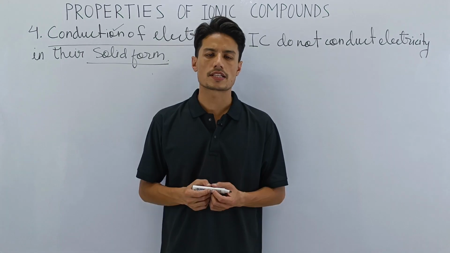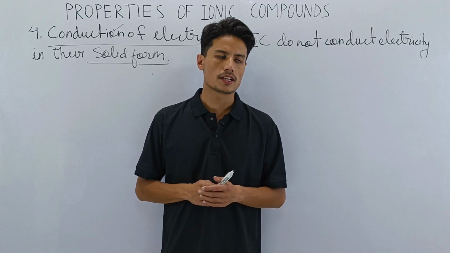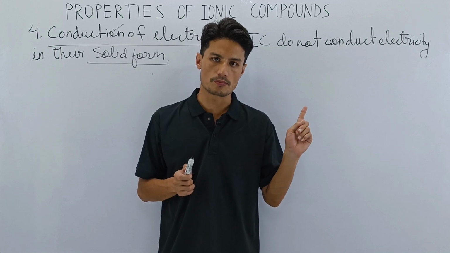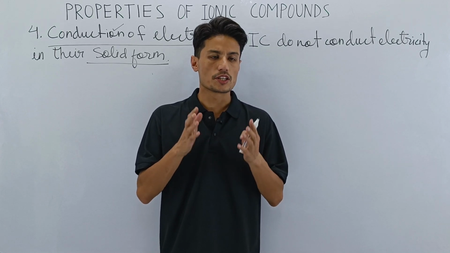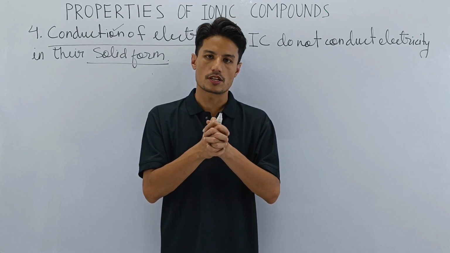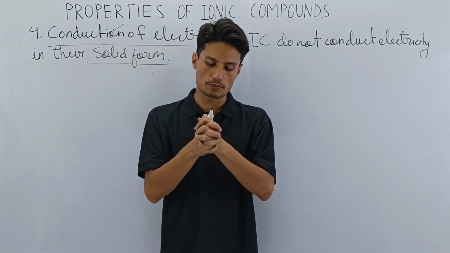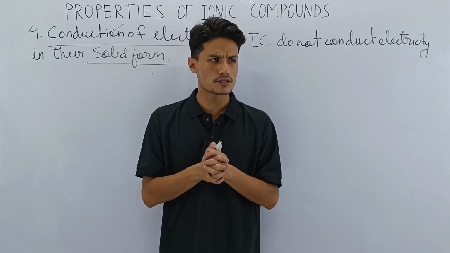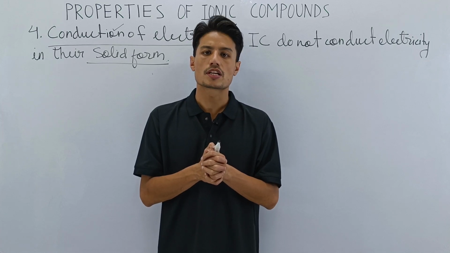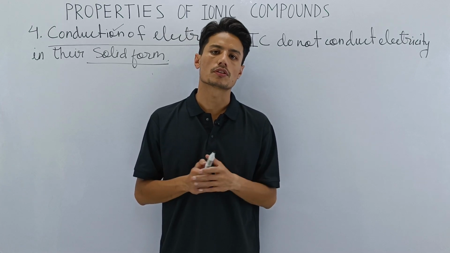What could be the reason? See, class, in order for conduction of electricity, we need free electrons. We need electrons to move. But in ionic compounds, because of the strong force of attraction between the atoms, there is restricted movement. The bonding between the atoms is very, very strong. Remember, it is the strongest bond. So there is zero movement. So electrons cannot move, thereby ionic compounds in their solid form do not conduct electricity.